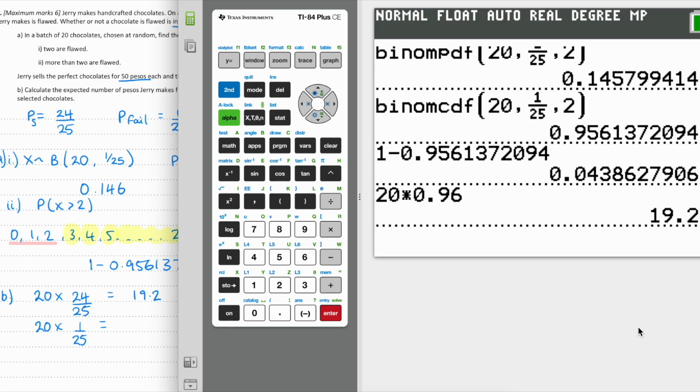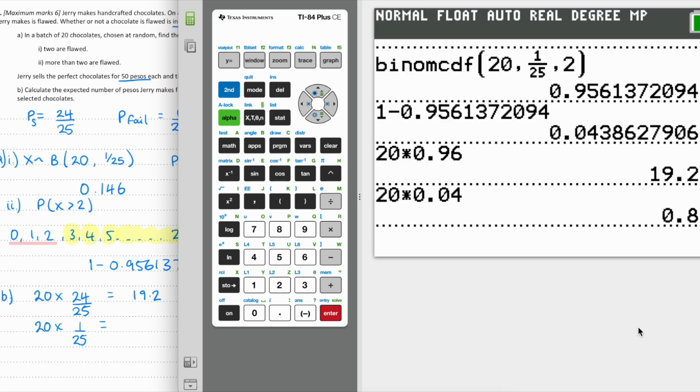And I'm expecting, and again, 0.04 is just 1 over 25, so 0.8 to be flawed. In which case, we're going to sell the perfect ones for 50. So 50 times 19.2. And then we're going to add to that 15 times 0.8, which is how much I sell the flawed ones for. And that gives us a total of 972 pesos. And that's going to be his profit.